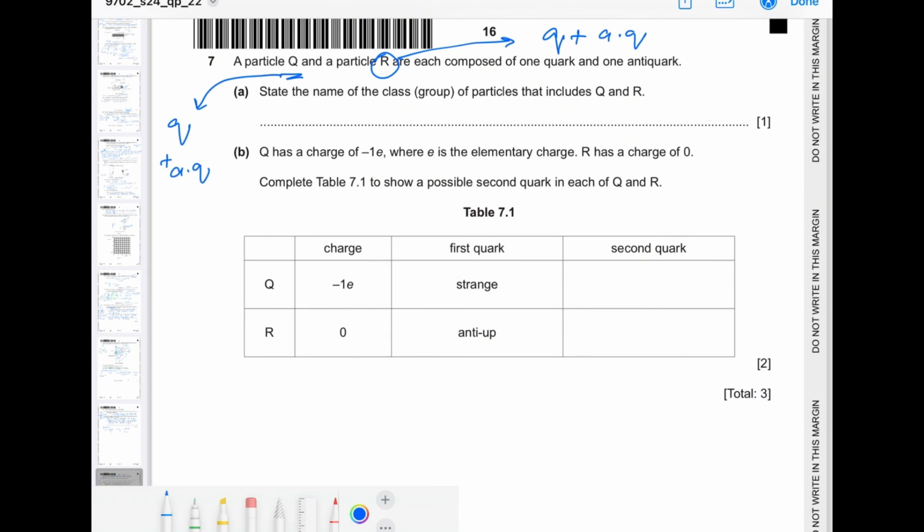First off, quarks are fundamental particles that can carry charges, positive or negative, and their antiquarks carry the opposite charge. So for example, if an up quark has a charge of plus 2/3 of an elementary charge, that means the anti-up quark will have negative 2/3 of an elementary charge. As for the class of particles that includes Q and R, any particles that are made up of one quark and one antiquark are known as mesons.